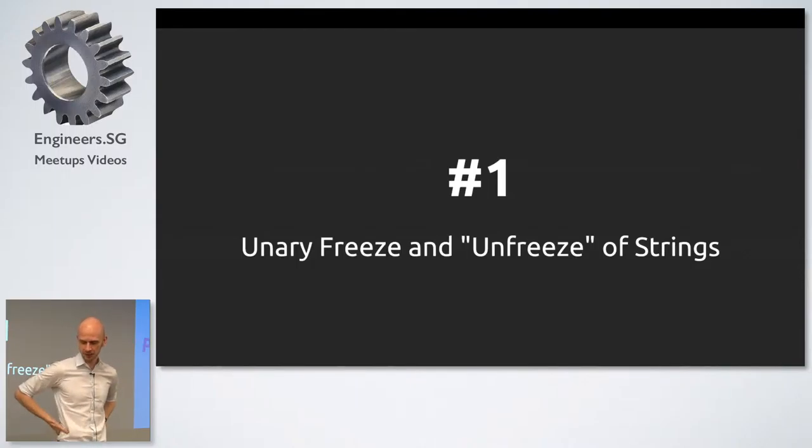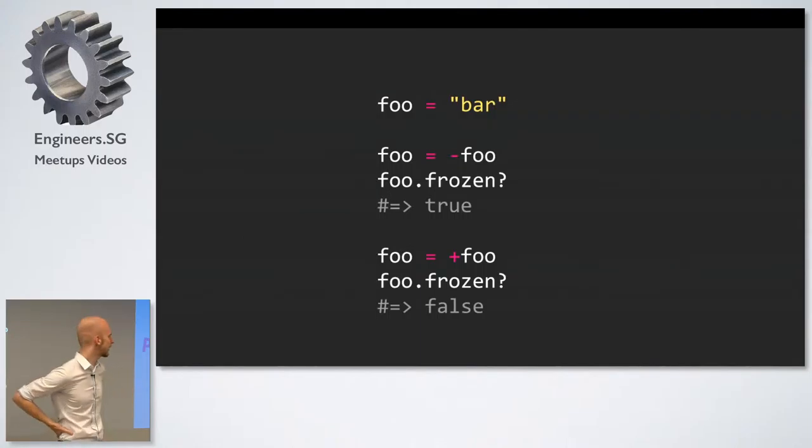The first tip is to unary freeze and unfreeze your strings. In Ruby 2.3, we got the frozen string literal pragma that allows you to freeze all your strings by default. In addition to that, we also got some new unary operators for strings. So you can do stuff like minus your string and it will freeze your string. Or you can do plus your string and it will unfreeze it.